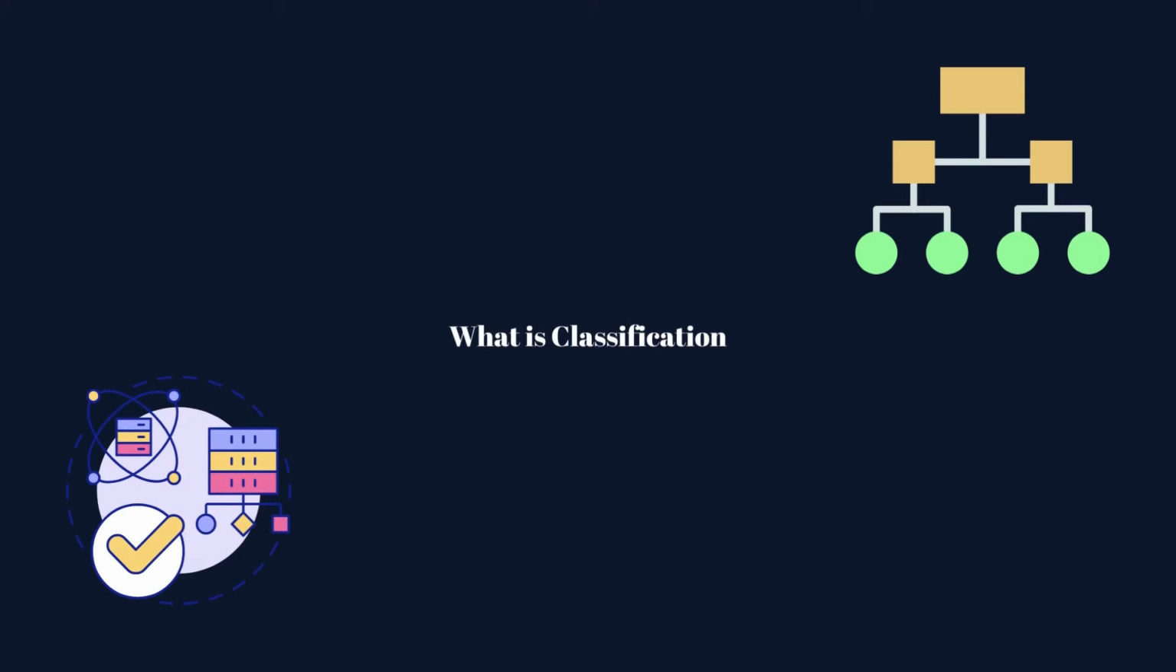We can start now. Classification is a fundamental task in machine learning that involves organizing data into predefined categories or classes. It is a process of identifying to which category an observation belongs based on a set of predefined classes. The goal of classification is to accurately predict the class or category of an observation.